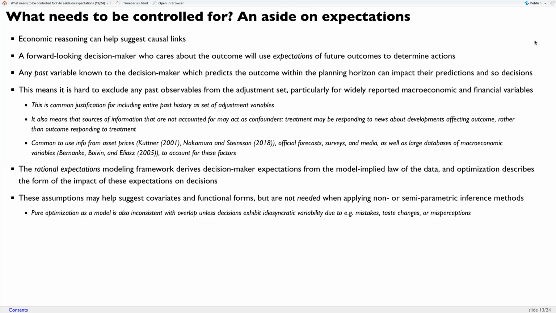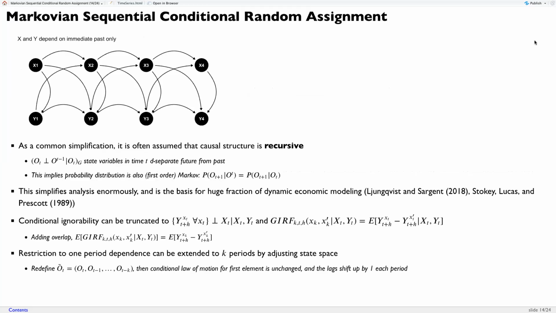They're not needed when applying non or semi-parametric inference methods, to the extent that you're accounting for the sources of variation. It's also the case that pure optimization as a model is a little bit inconsistent with the ability to have overlap, so non-systematic variation in the treatment assignment, unless there are some additional sources of idiosyncratic variation in the treatment, not due to economically relevant factors, but things like mistakes or changes in taste of policymakers or misperceptions. And so looking at the historical record and what Paul Volcker or Alan Greenspan were thinking that day is very relevant to this kind of modeling.